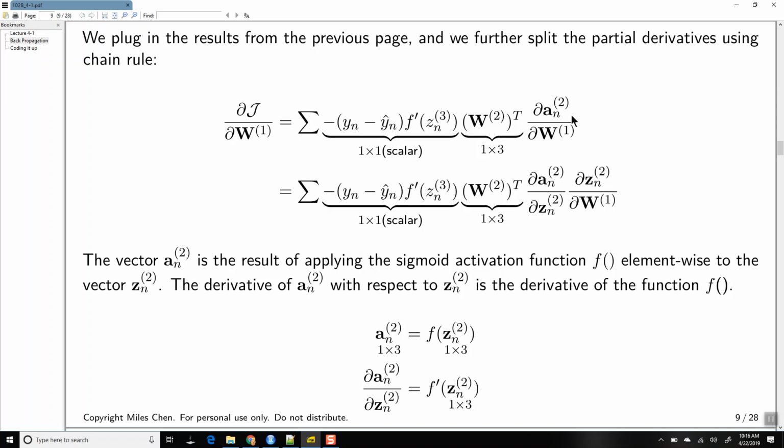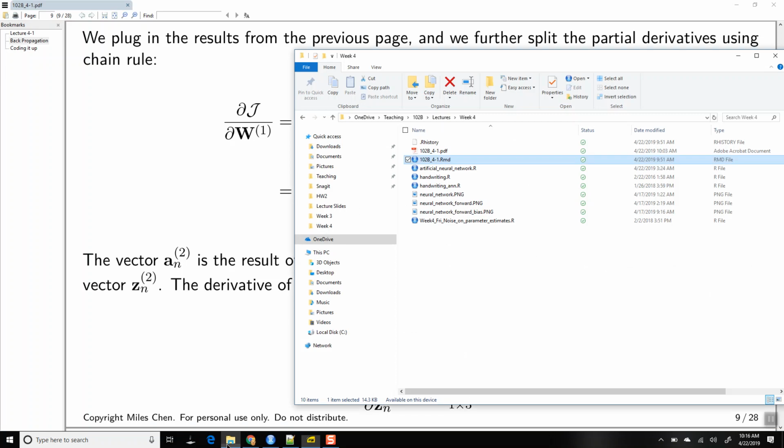So at this point, if we think about what A2 is for observation n, okay? Can I open up the same thing here?